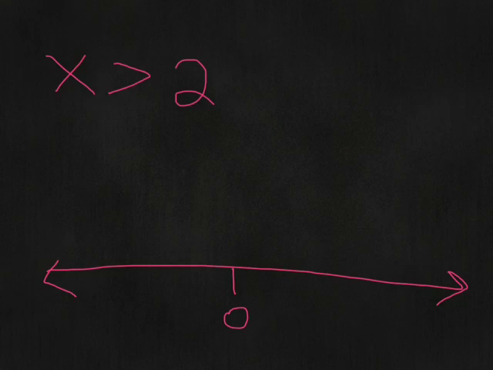So here's the first example on your notes. I'd like you to do this with me. It's to draw the graph of x is greater than 2. So using what I talked to you about on the last page, we need a number line and we have to find 2 on the number line.